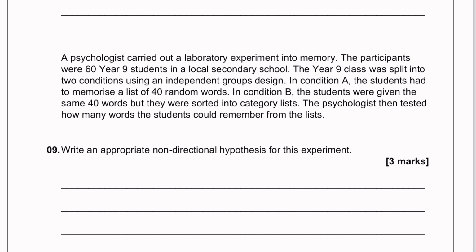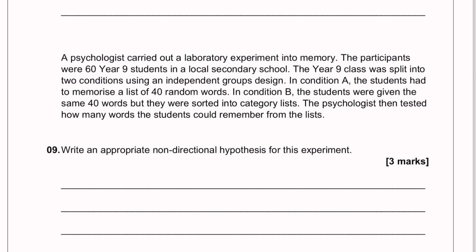In condition A, the students had to memorise a list of 40 random words. And in condition B, the students were given the same 40 words, but they were sorted into category lists. The psychologist then tested how many words the students could remember from the lists. Write an appropriate non-directional hypothesis for this experiment.